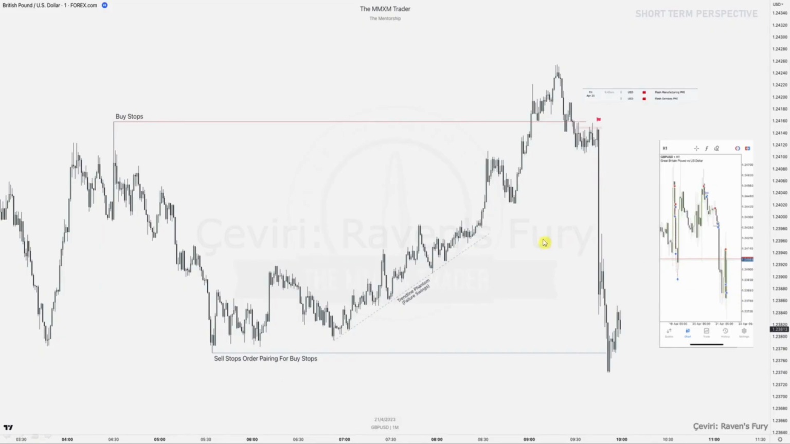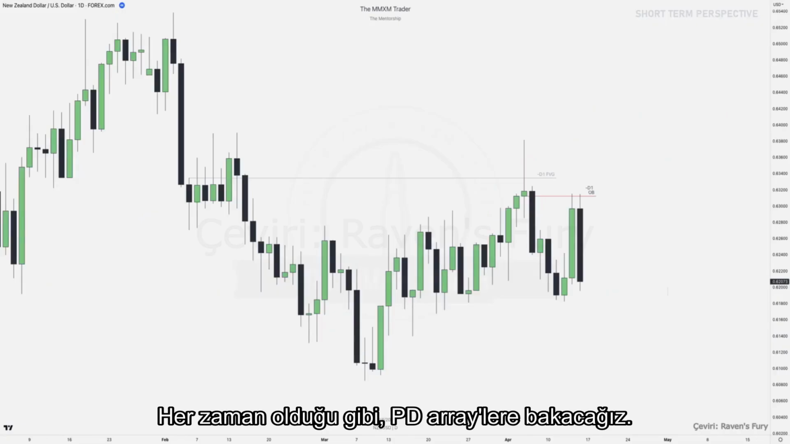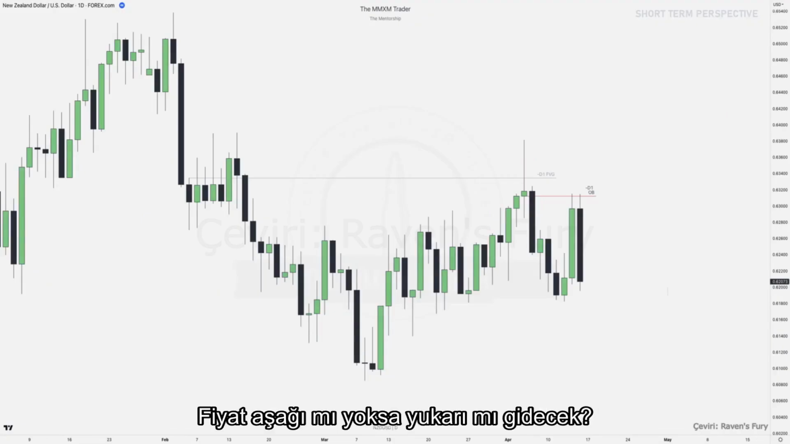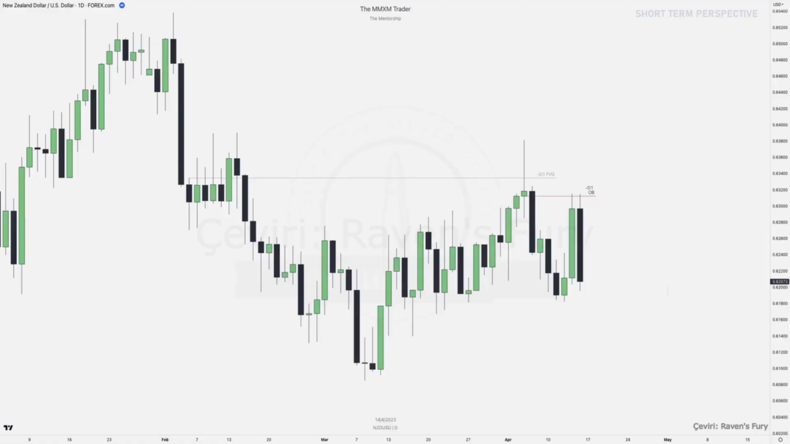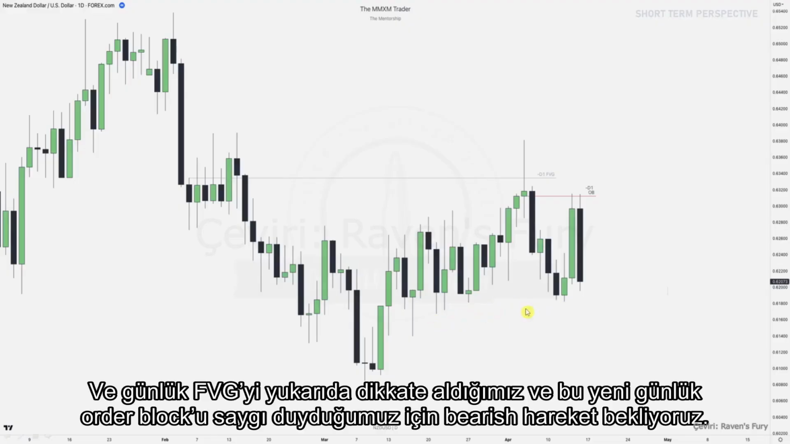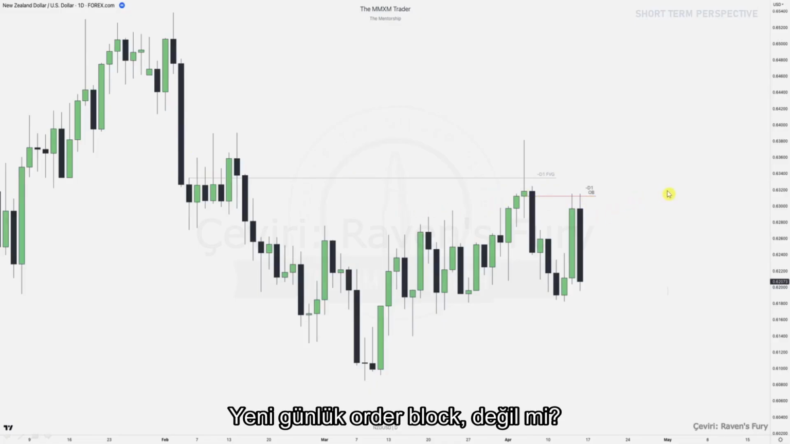So perfect trade. So over here we've got a New Zealand dollar, US dollar daily chart, right? As always, we're gonna look at the PD arrays. Where are we in premium or discount, and what is more likely to happen? Are we gonna trade lower or higher? So we are spotting some failure swings down here, right? And it looks like we're gonna go bearish because we're respecting that daily fair value gap up here, and we're respecting this new daily order block, right?